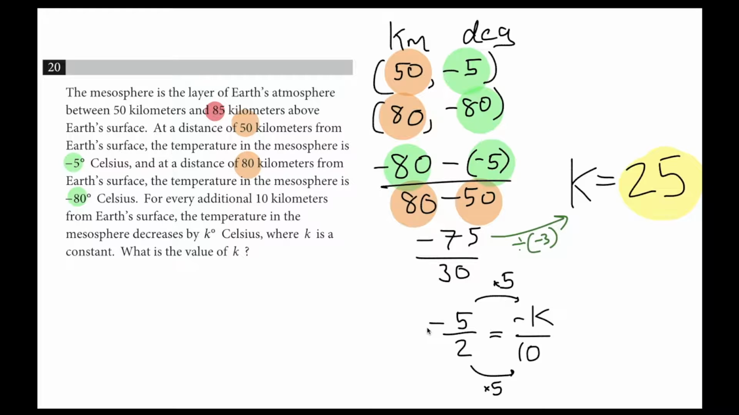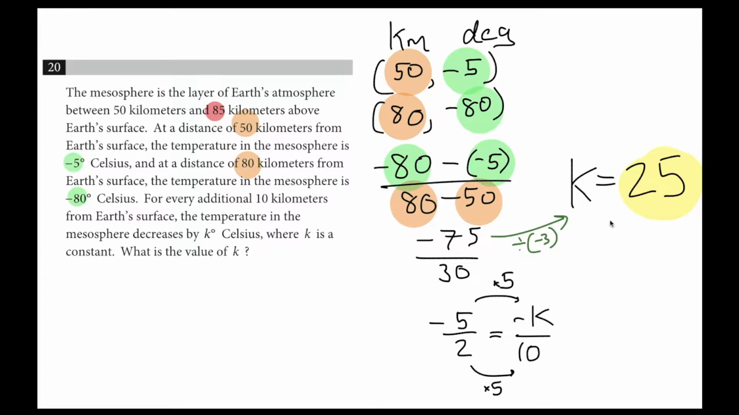So what we want to do is we want to ask the question, by how much is it going down? It's going down by 5 halves, and multiplying that by 10 for every 10 kilometers, you get 25. So the easiest way I think to get that is to find the slope and set that equal to negative k over 10, because this is how much we're decreasing for every 10 kilometers. Setting up this proportion, you can see that k has got to equal 25.